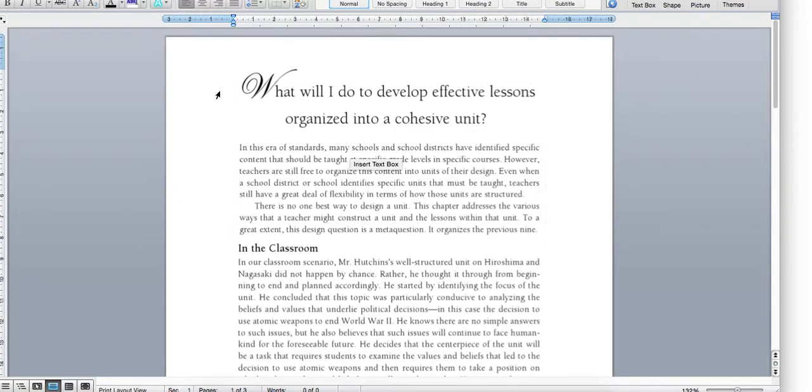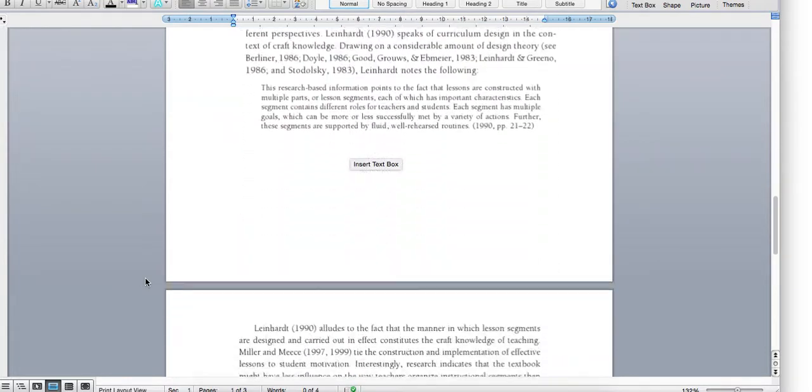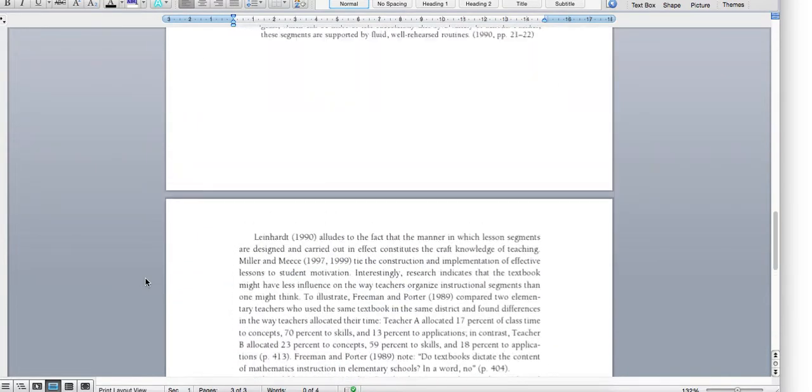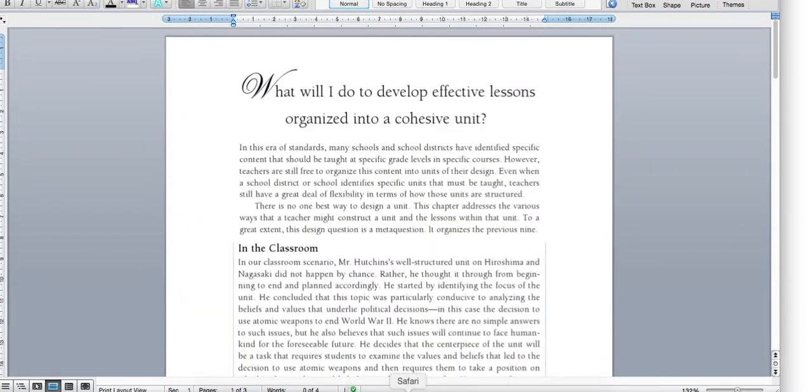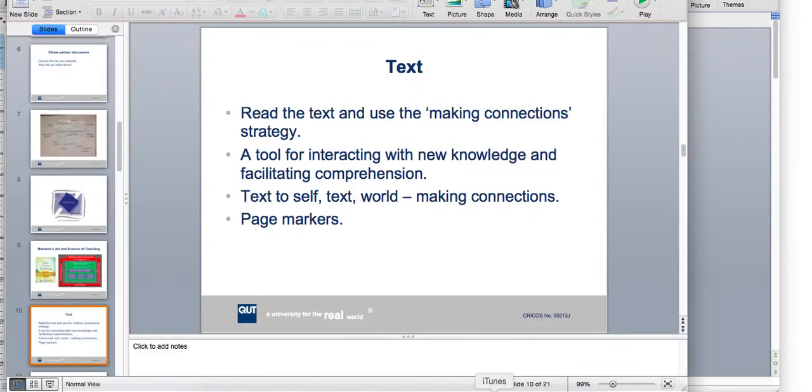So this is from Chapter 10 of Marzano. What will I do to develop effective lessons organised in a cohesive unit? So it's just a segment from the chapter. I've only taken the first 3 pages of it. So that's what you're going to read. Secondly, we're going to think about what I want you to do while you read it. And this is a comprehension strategy that you can use in any learning area whenever you give students a new text.